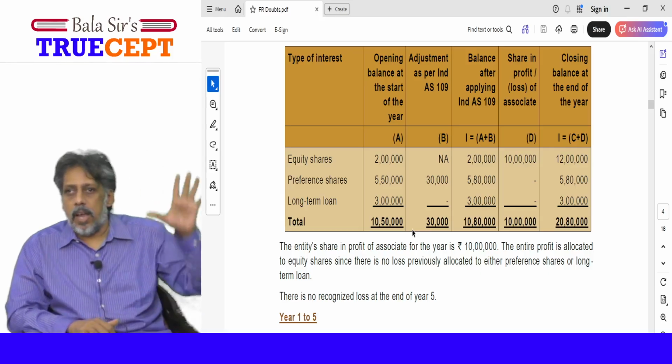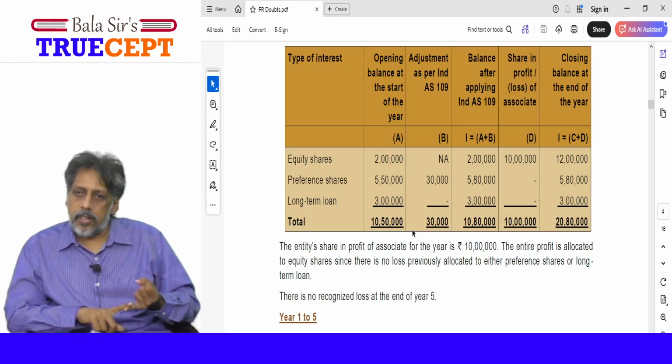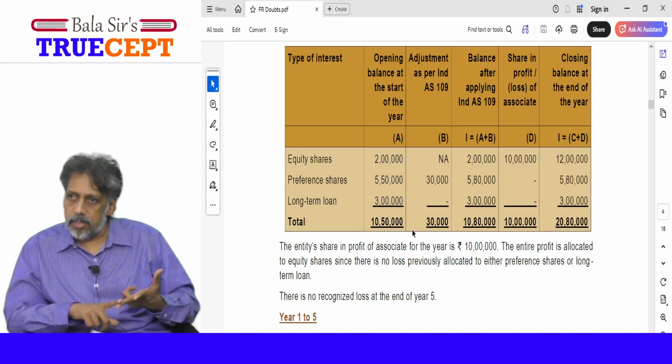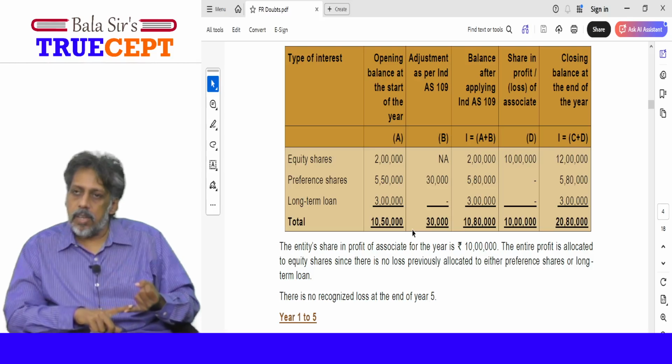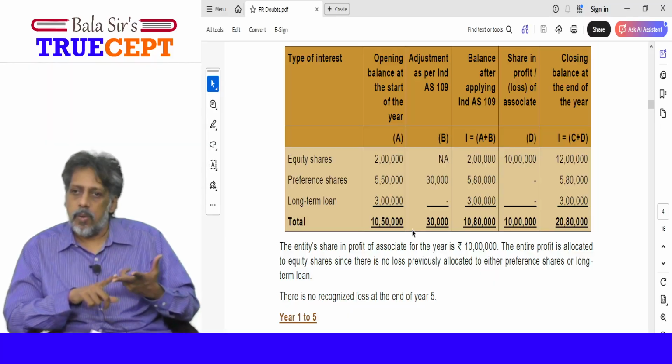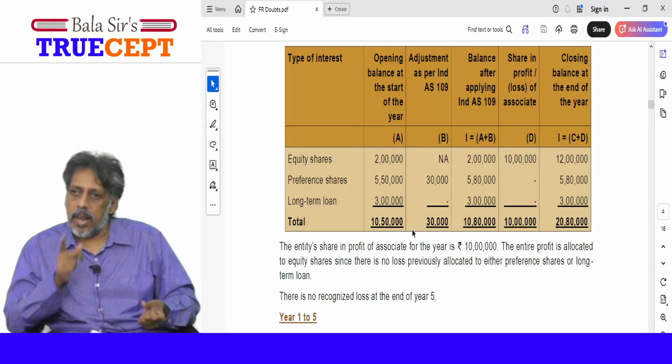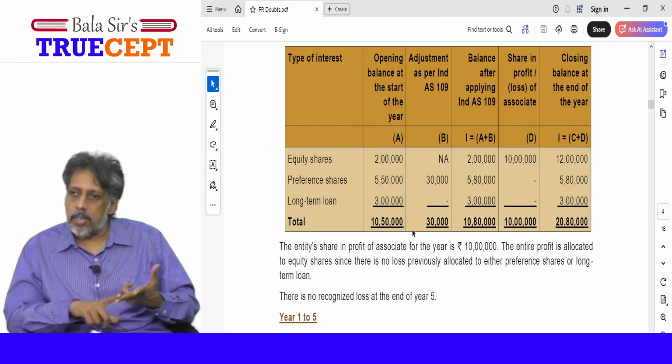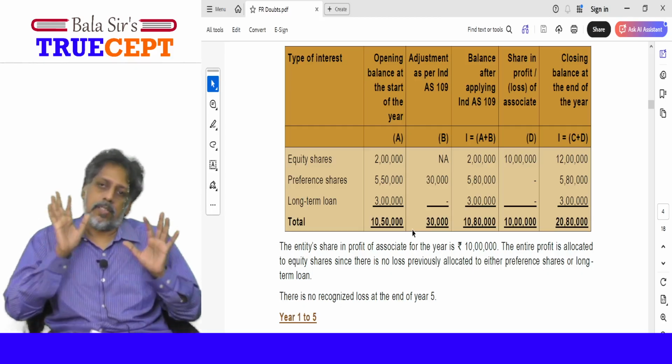And then what about the preference share? 5 lakh 50,000. Adjustment 30,000 rupees. 30,000 increase. Okay, then 5 lakh 80,000, and nothing adjusted, 5 lakh 80,000. What about the loan? 3 lakh rupees. Any adjustment, impairment? Nothing. And closing also 3 lakh.